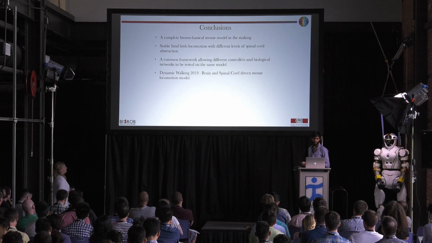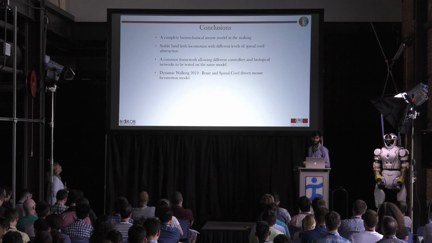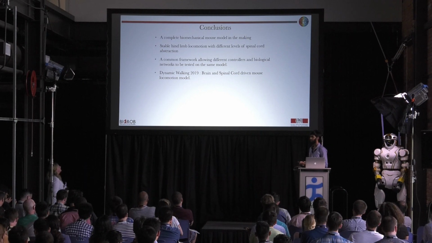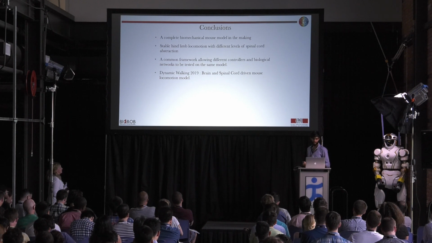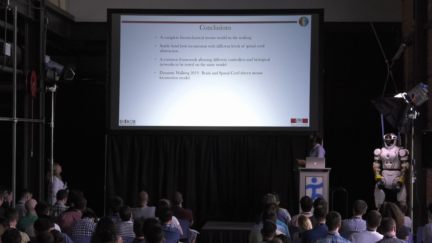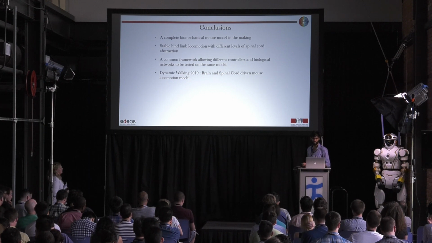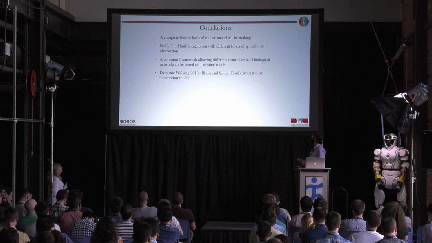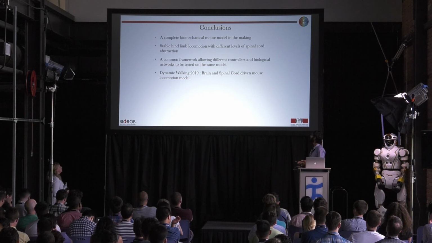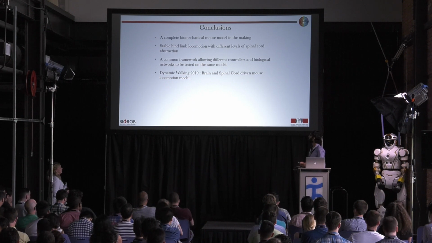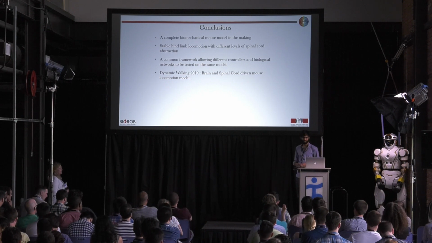So in conclusion, what we are working towards is a complete biomechanical mouse model that's available for the community, and it's data driven. Right now we have examples showing stable hind limb locomotion with different circuits being tested on the same model. In future, for next year, we aim to have a brain and spinal cord integrated model driving the complete biomechanics. Yeah, thank you.